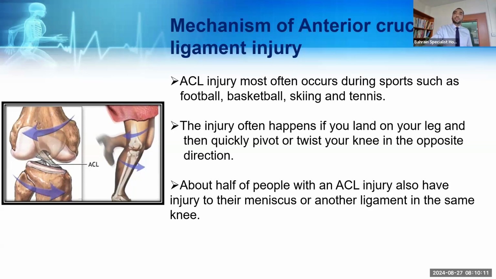Most commonly, any sport which involves sudden twisting with weight bearing and sudden landing on the knee can result in injury to the anterior cruciate ligament. The injury often happens if you land on the leg, as I said, and there is a quick pivoting or twisting of the knee in the opposite direction. About half of the people with ACL injury also have injury of either the meniscus or other ligaments in the knee.